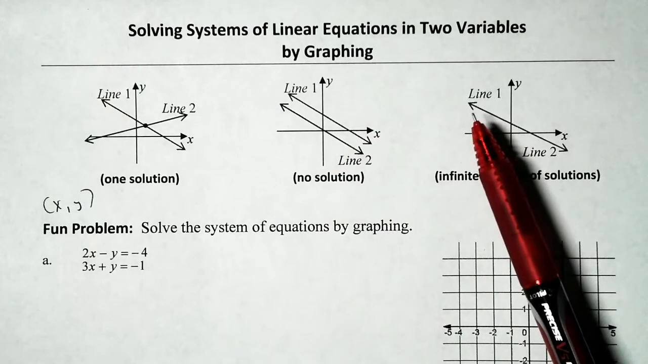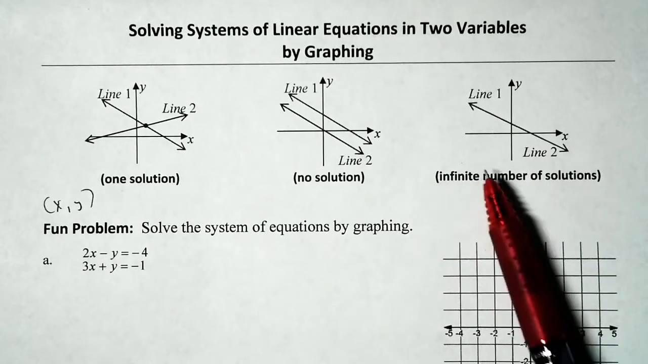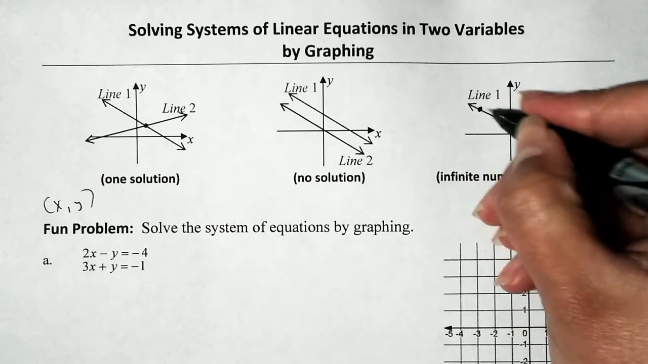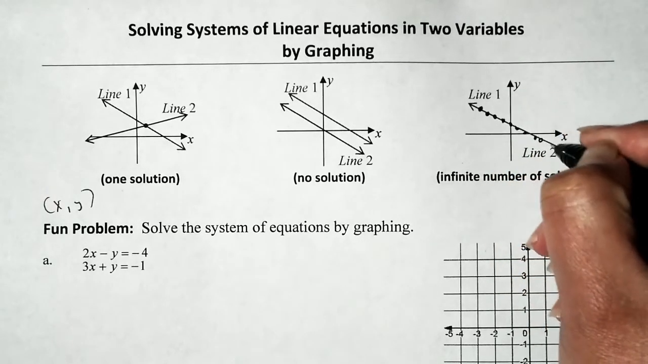But what if when we graph the first line, as we're about to graph the second line, we realize that the graphs are the same? If the graphs are the same, then the system will have an infinite number of solutions, because they have all these ordered pair solutions that are common to both or all the equations in the system.